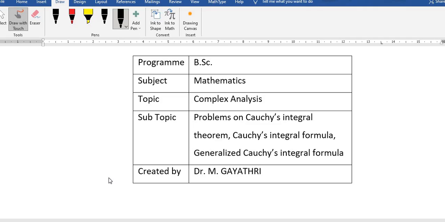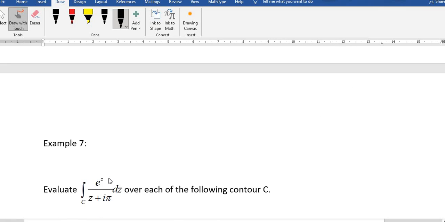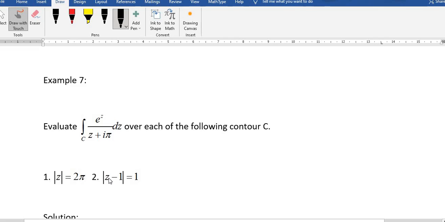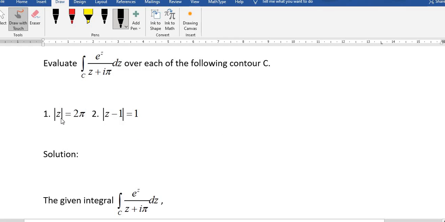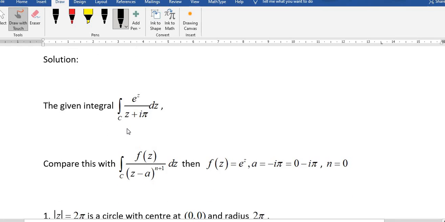Today I am going to explain how to solve problems on Cauchy's integral theorem, Cauchy's integral formula and generalized Cauchy's integral formula. Question: evaluate the integral over C of e power z by z plus I pi dz over each of the following contours C. The first contour is mod z equal to 2 pi, the second contour is modulus of z minus 1 equal to 1. Solution: this is the given integral, that is, integration over C of e power z by z plus I pi dz.